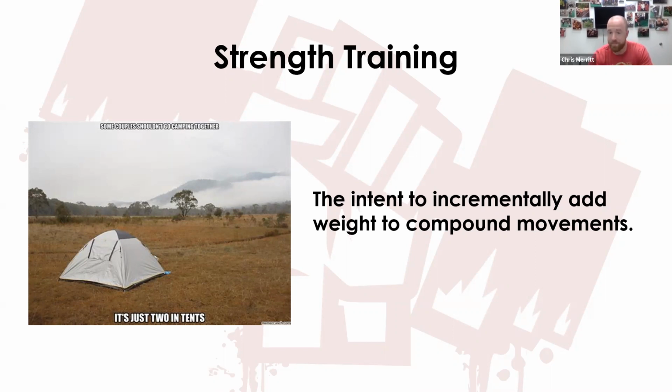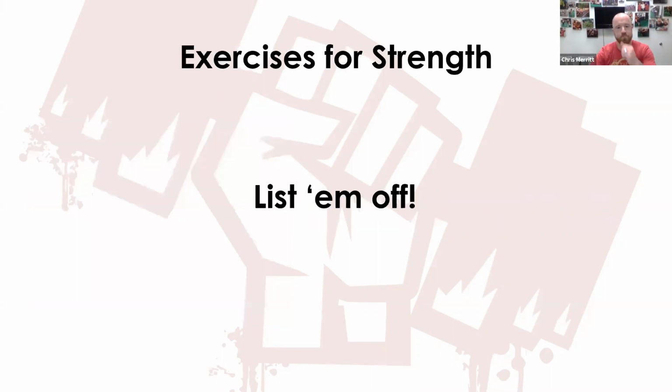Simply stated, intent to incrementally add weight to compound movements, right? We could make the argument that, well, I could get strong with my bicep curls, right? And that's not a compound movement. You could, but we're going to talk about assistance training later, and my response is that that's probably going to wind up under our assistance training. Exercises for strength: we want to get someone strong.